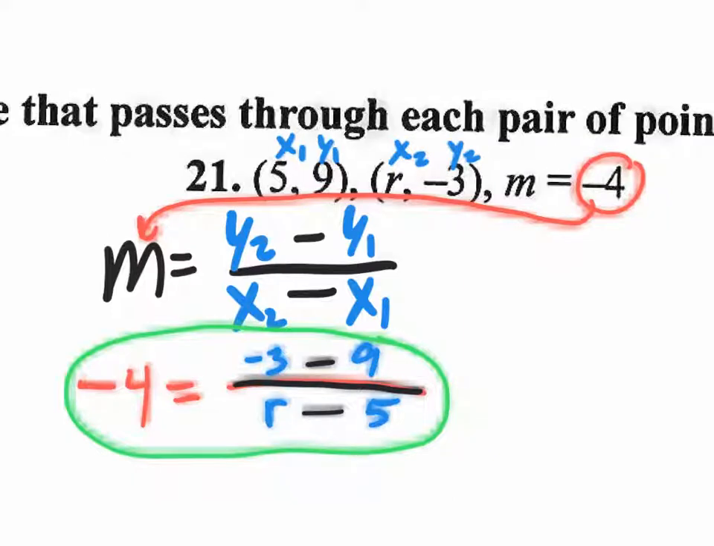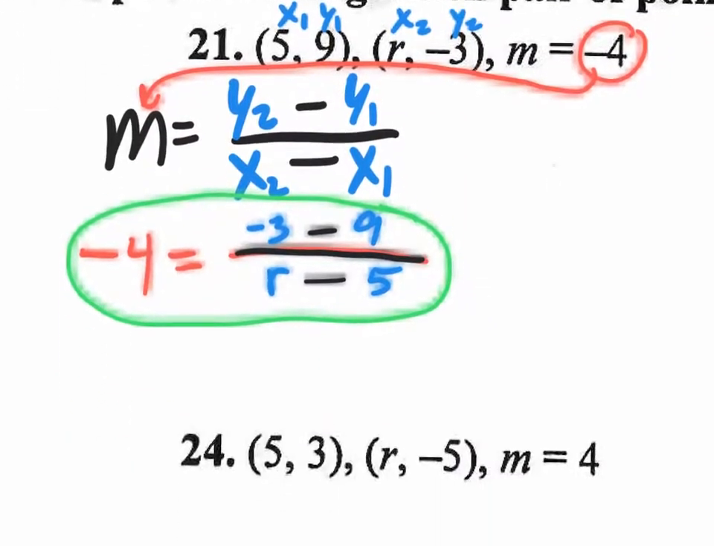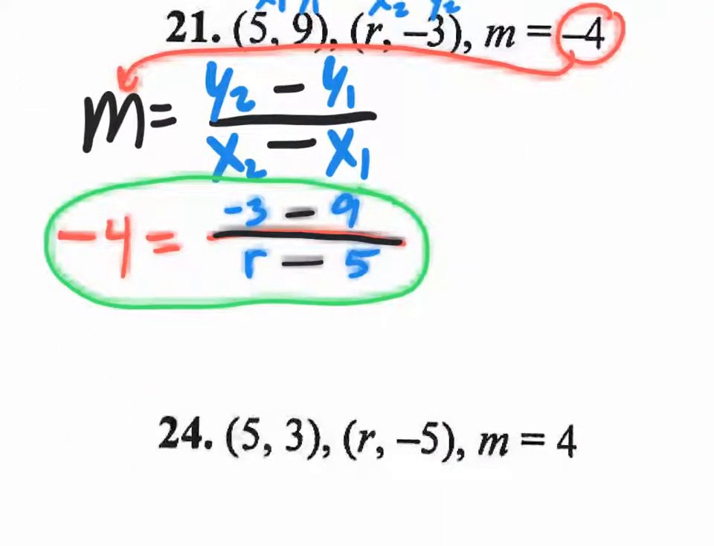Okay, so is there anything that we could simplify? The answer is yes. The numerator, -3 minus 9, is what? What's -3 minus 9, guys? -12. So let's rewrite this. -4 equals the fraction, but we have a -12 up on top and an r minus 5 on the bottom.